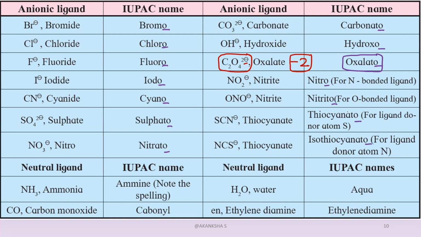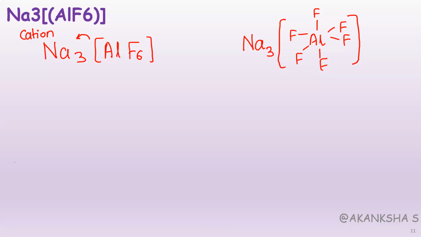isothiocyanato. But none of the neutral ligands end with O. Amine, carbonyl, aqua, ethylene diamine. So O itself indicates an ionic ligand. Okay, so when we are giving the IUPAC name for a ligand, especially a negatively charged ligand, we need to put that extra O. Okay, let's try another compound.